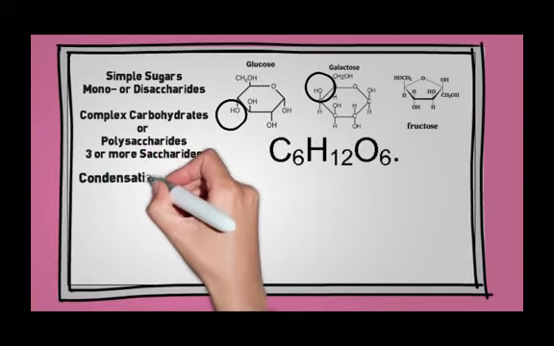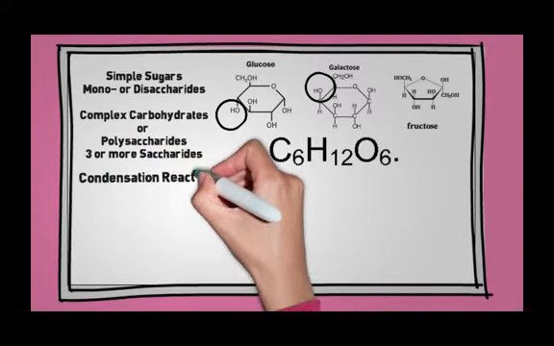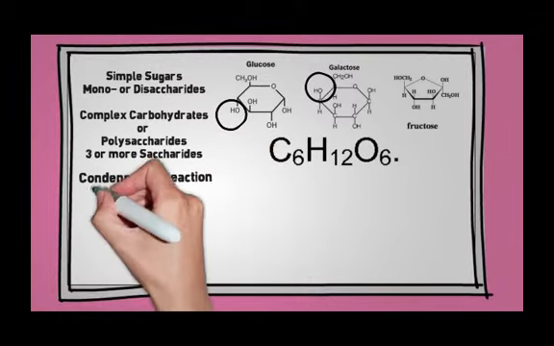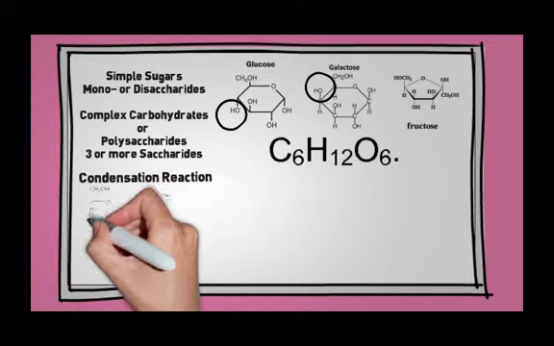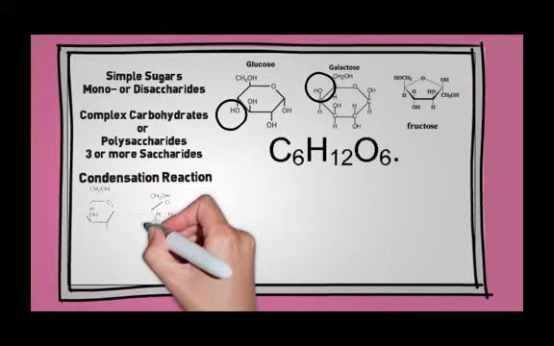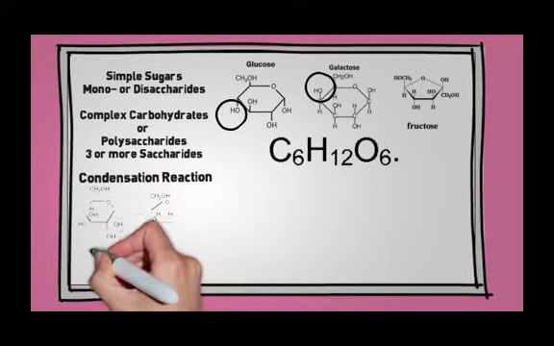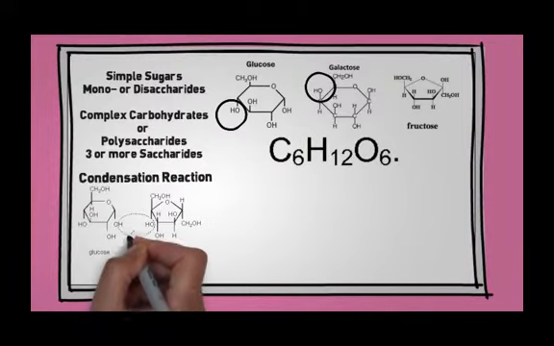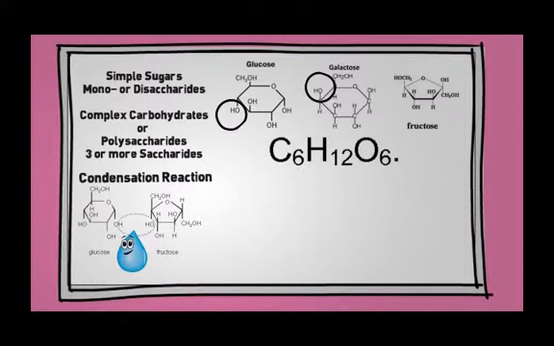Simple sugars don't exist often in nature as monosaccharides. Rather, 2 monosaccharides combine together to form a disaccharide. Disaccharides are created by means of a specific reaction called a condensation reaction. In a condensation reaction, a hydrogen atom of one monosaccharide combines with an OH group of another monosaccharide, forming a water molecule and a disaccharide.